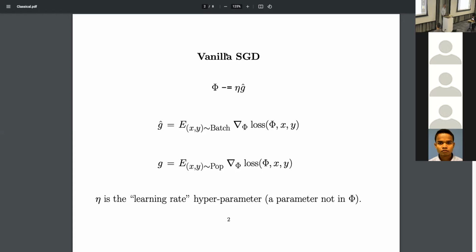Okay, so vanilla SGD. We take an estimate of the gradient based on a batch. This is an average over the batch of the gradient of the loss with respect to that batch element. There's a true gradient, which is the expectation over the population, or maybe take that to be the whole training set. This is just a batch. This is the whole training set. There's a full gradient, which is the average over all the training data of the loss gradient. And here, this eta is a learning rate.